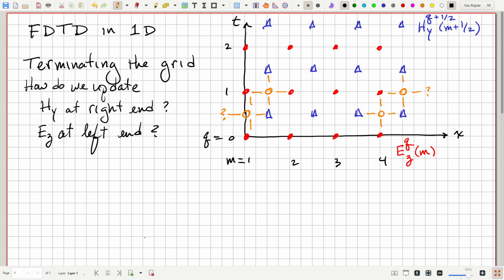So what can we do? Well, in one dimension, there's an elegant solution to this, a simple, elegant solution. We're going to assume that mu relative is equal to epsilon relative is equal to 1, meaning at least near the edges of the grid, left and right ends, that we're in free space. Okay. And so let's say this is true at left and right ends.